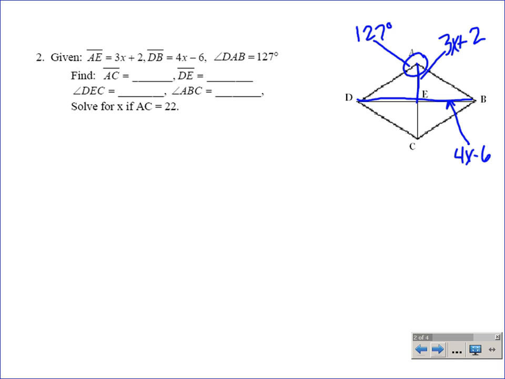So if we know that part of this is 3x plus 2, how do we figure out what all of AC is? What do we have to do? We multiply by 2? What would that look like here? Well, I was going to say, like, it says solve for x. Well, we'll do that later. We're going to get there soon. We're going to do these in order, so let's do this part first. If it's 3x plus 2, and we have to multiply by 2, what's twice 3x?